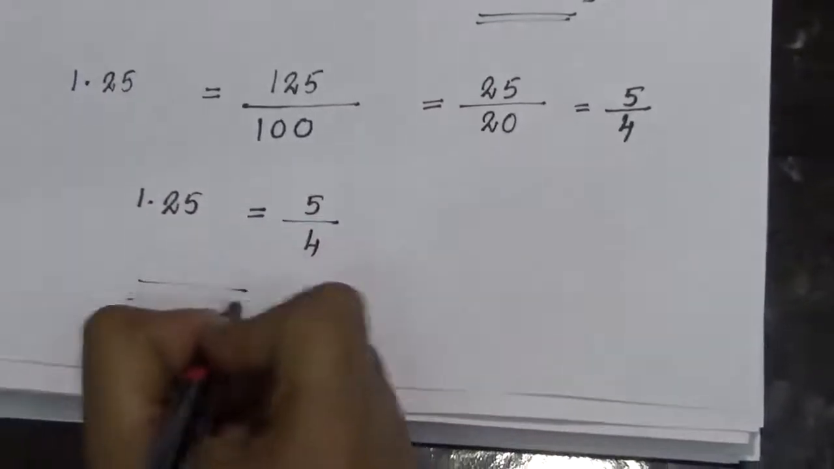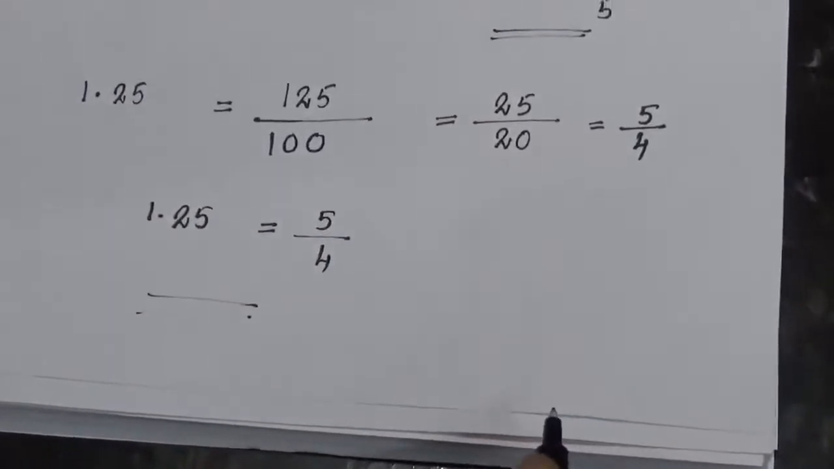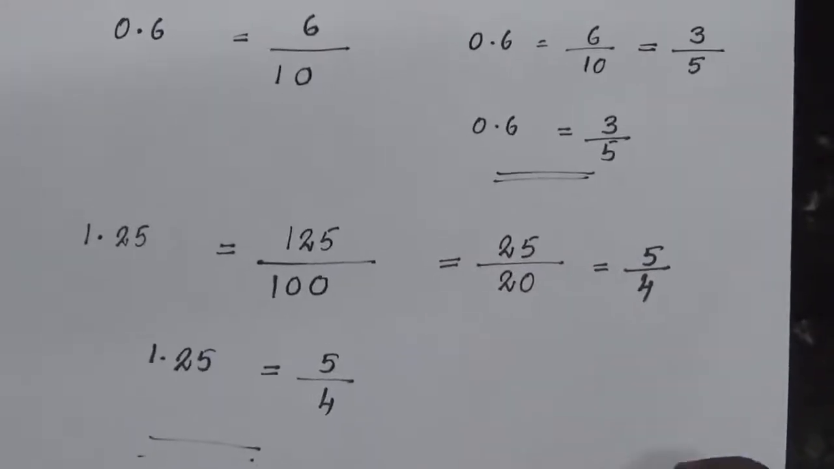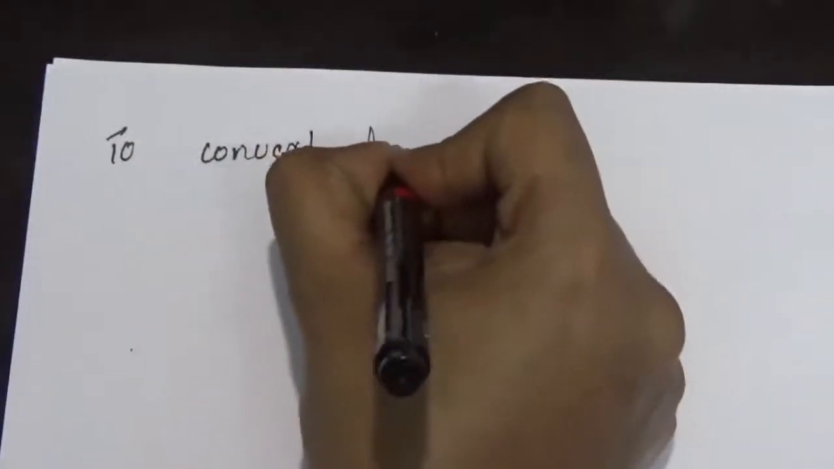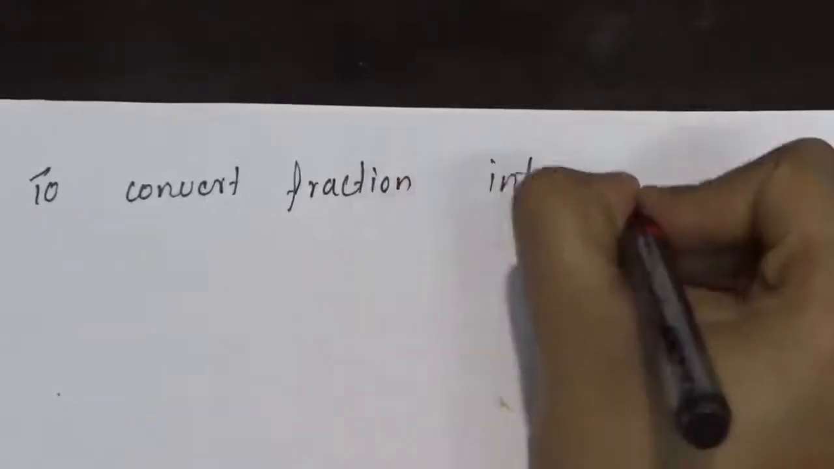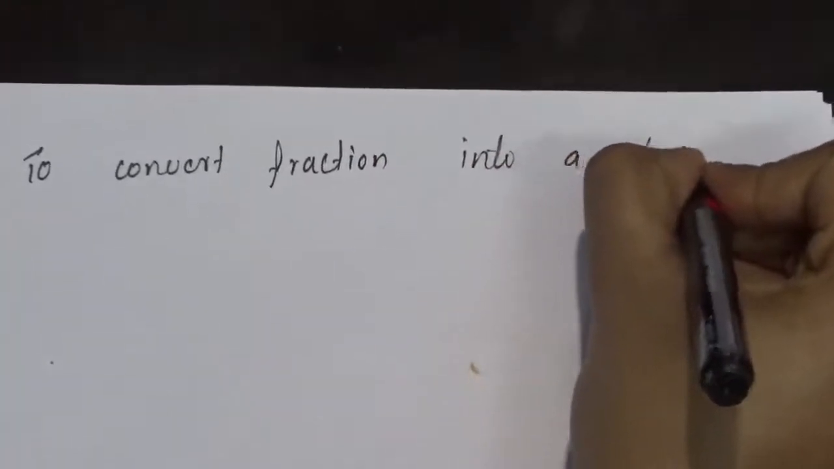So this is the method to convert a decimal into a fraction. Now let's see how to convert a fraction into a decimal.